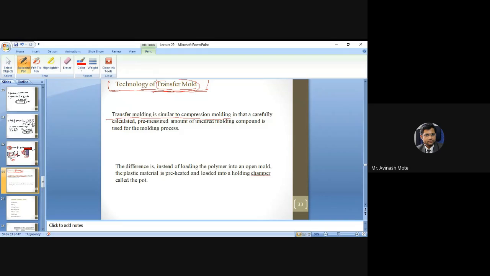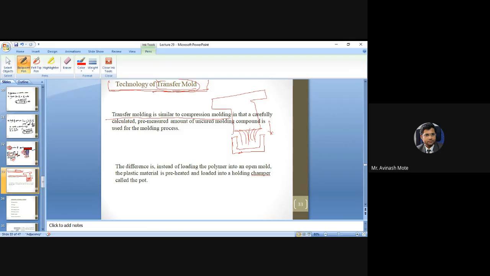So see what is happening in the compression molding. If I simply define, this is going to be a top mold cavity. This material will be poured inside this cavity, and one punch will push this material inside this cavity. That's the simple mechanism, if I want to define. This is the compression molding.